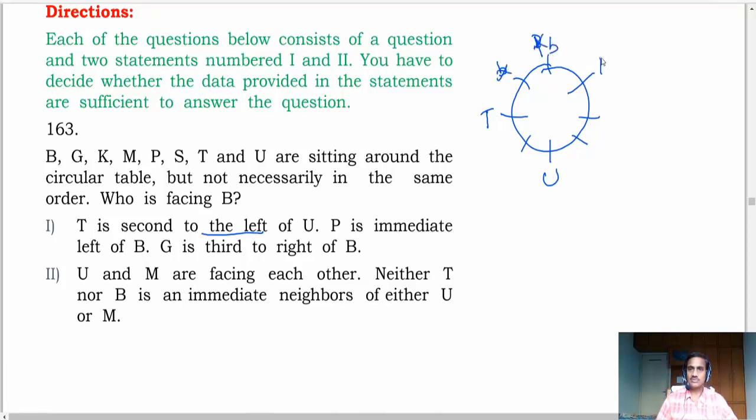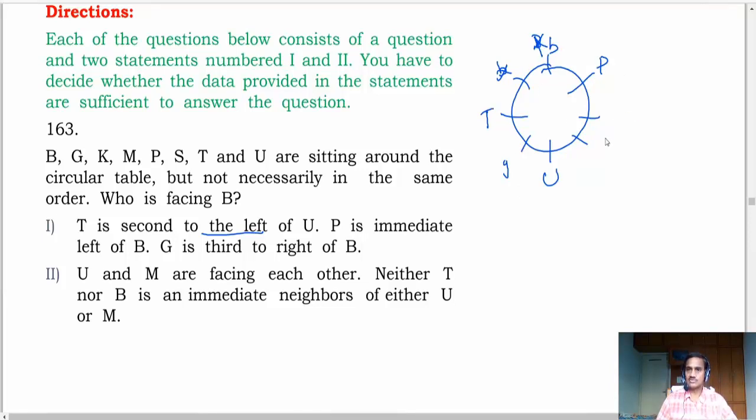How can B and P be? No B and P here. P is to the immediate left of B. And G is third to the right of B. 1, 2, 3, G can be here. That is one possible arrangement. Isn't it? Then who is facing B? B is facing U also. Then what is the next possibility? Take P here and B here; 1, 2, 3, there is no chance of G coming.